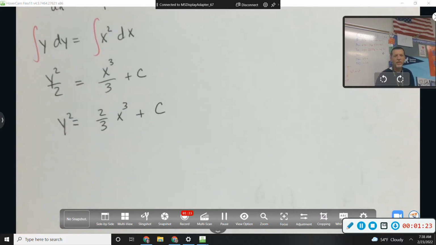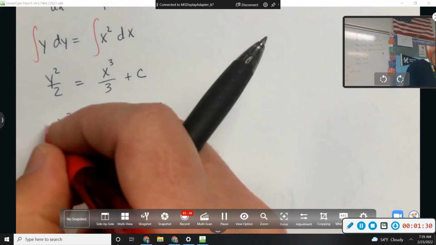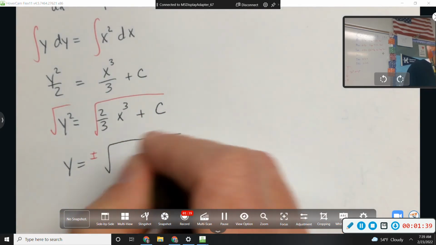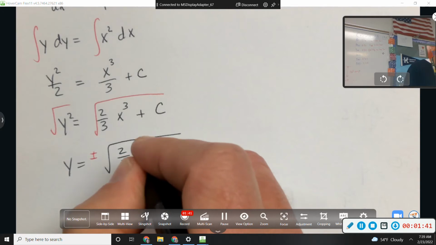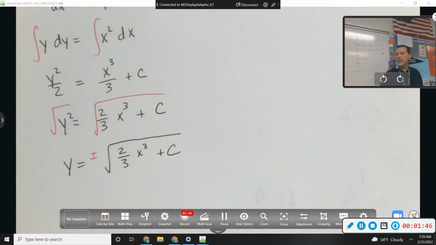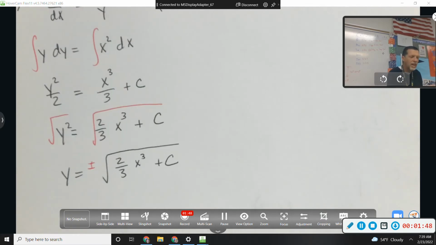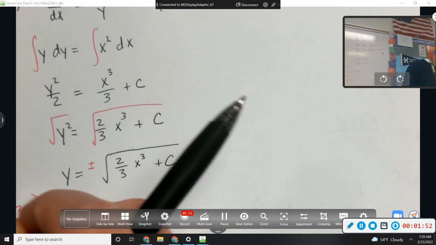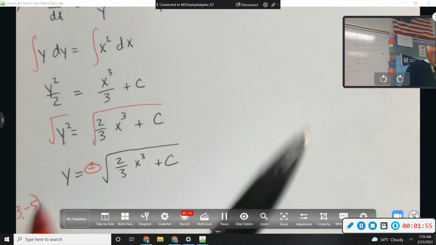If you want to call it a different c, that's fine. If you want to call it 2c, that's fine. And then to solve for y, we put the square root on. But when we square root both sides, we have to remember to think about the plus or the minus. And that's where the negative is going to come from, because to get negative 5 for an answer, we would have to pick the negative one.